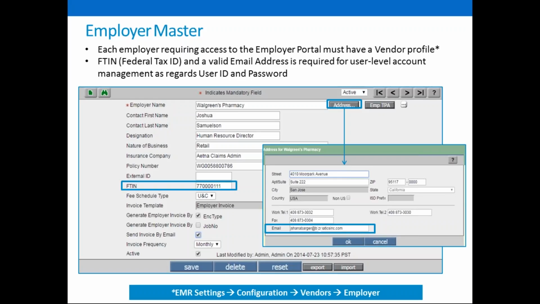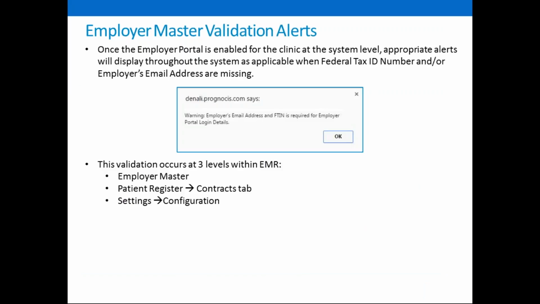There is no limit, by the way, for number of users to get in there. Maybe there's an accounting department, maybe there's human resources, whoever at the employer needs access, they can all use the same login. And that email will be generated to whomever requests it, and then they need to share it with each other. So it's not like users in Prognosis where each individual user needs a login. This is for an employer. There are validation alerts when you're creating the employer telling you that you do need an email address and federal tax ID.